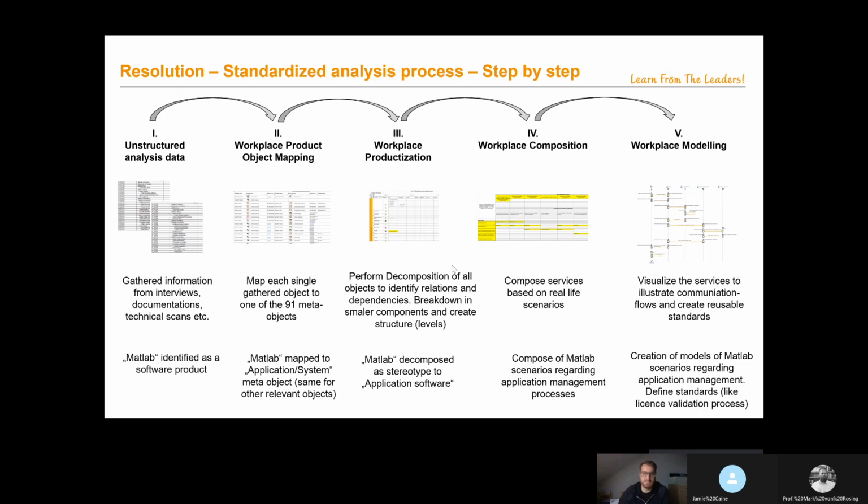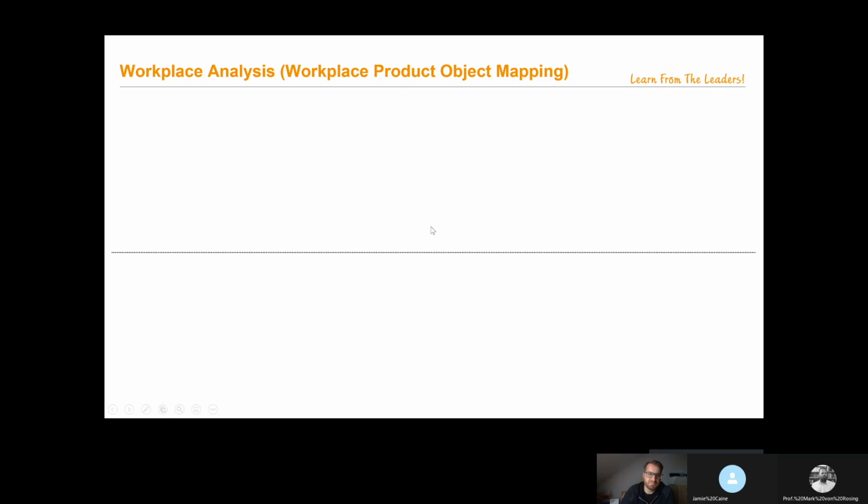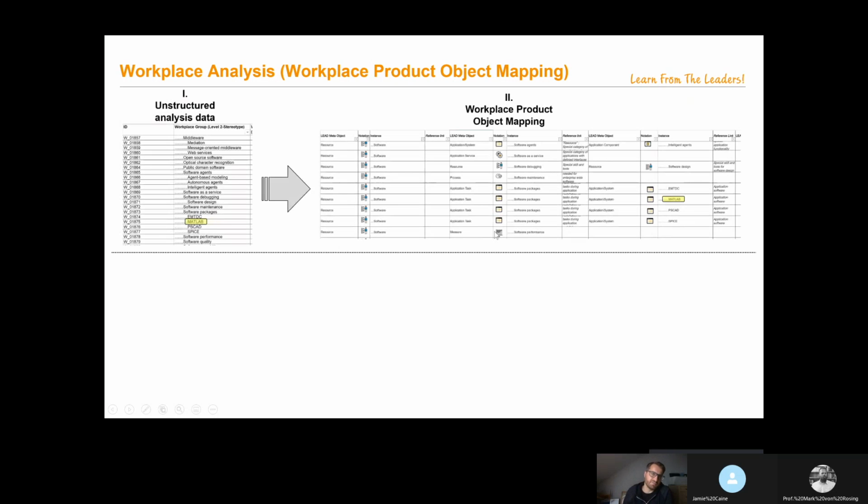So let's go a little bit deeper into the steps. The first step is to come from unstructured data to the workplace, to the mapping. And the first step here is to get an exact understanding of the object.